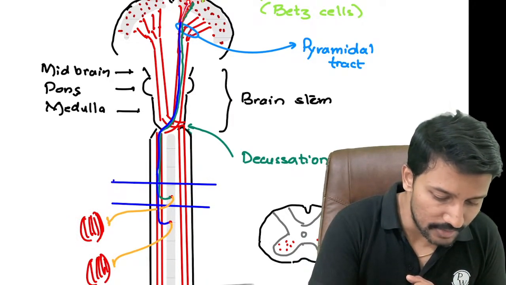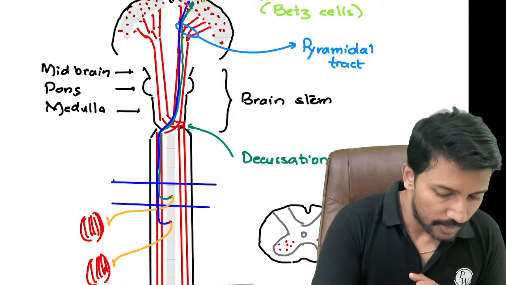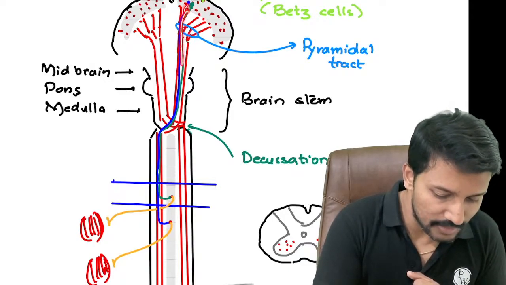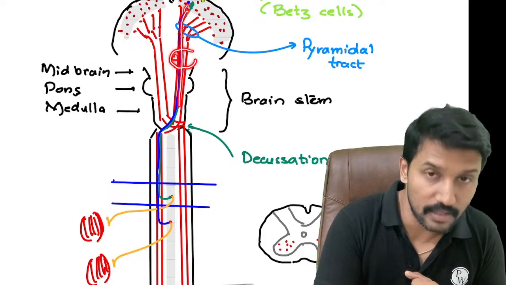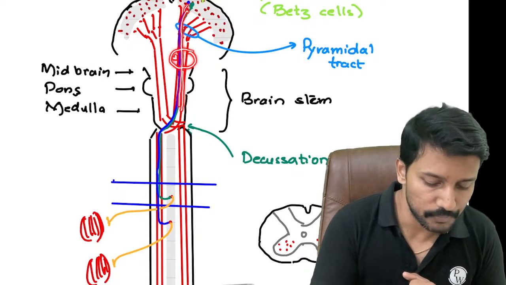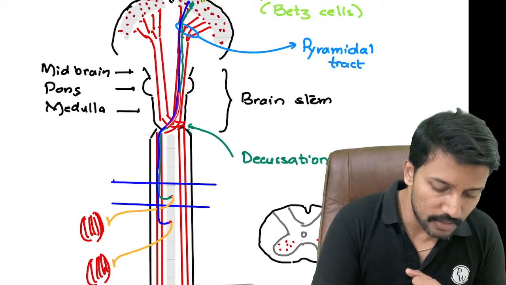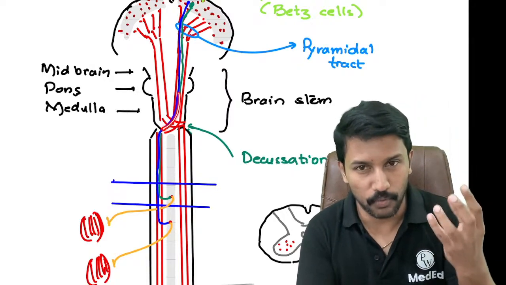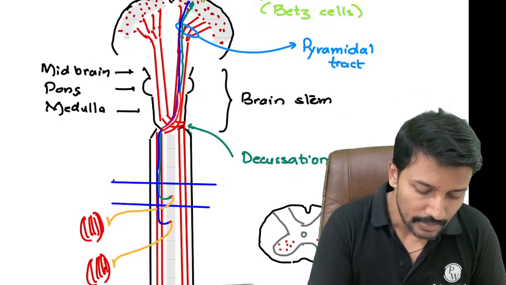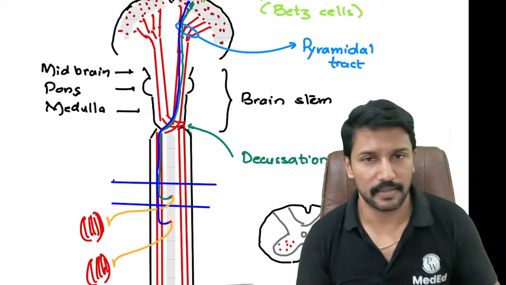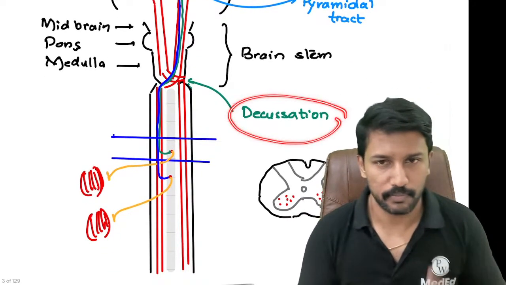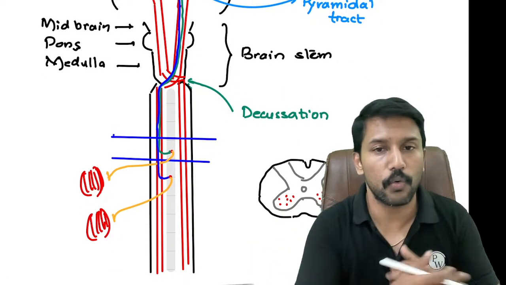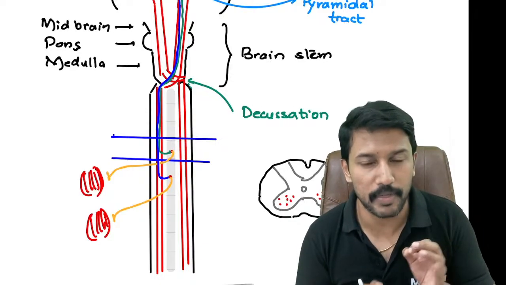So these cell bodies send their axons down. The axons form the pyramidal tract. They descend on the same side. From the cortex, they enter the subcortical region. Then they enter the brainstem. And at the lower end of the brainstem, which is nothing but the medulla, they cross over to the opposite side. This is what we call the pyramidal decussation, because the pyramidal tract is crossing over to the opposite side.